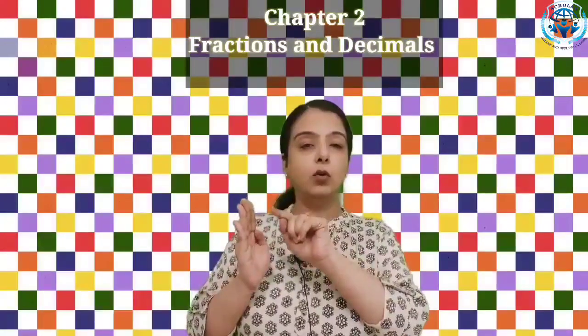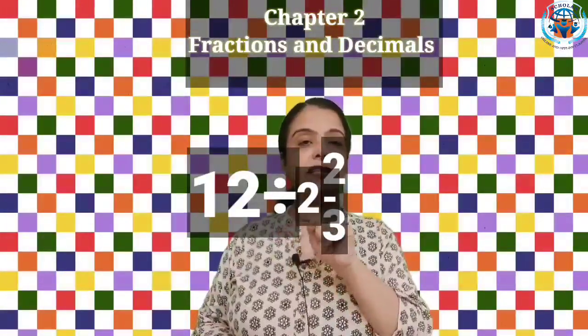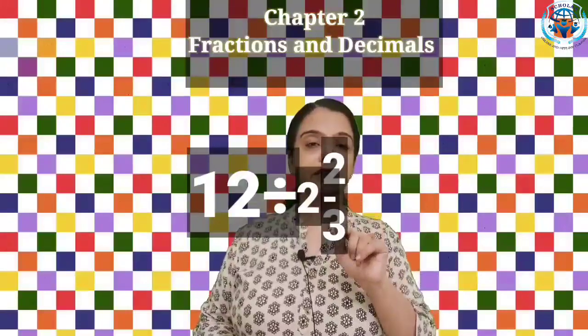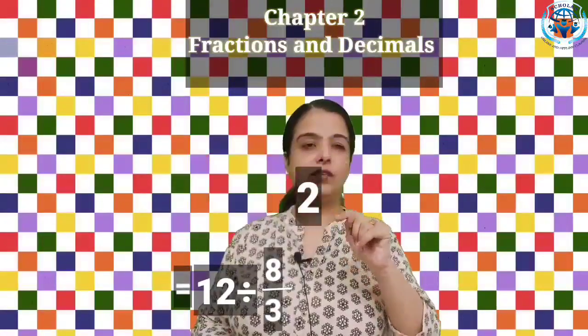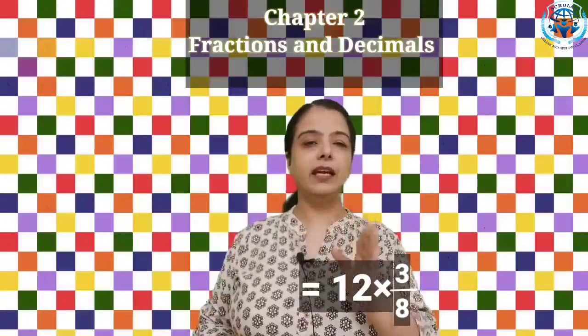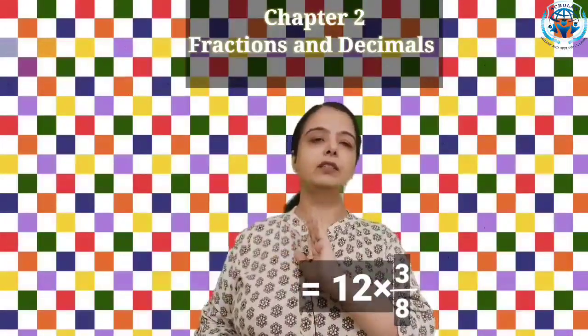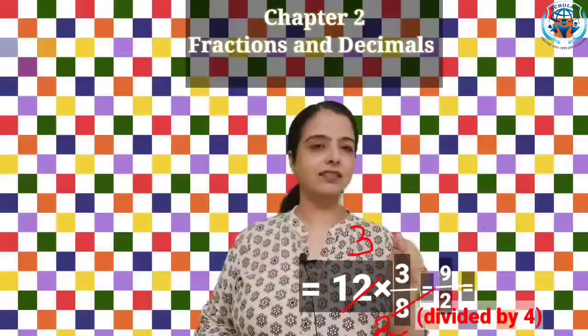When we divide a whole number by a mixed fraction, the mixed fraction is first converted into an improper fraction. Like in this example, when 12 is divided by 2 by 3, this 2 by 3 will be converted into the improper fraction 8 by 3. Then this 8 by 3 will be reciprocated, like 3 by 8. Then this 3 by 8 will be multiplied with 12, and we will get the result of the division, that means the answer.